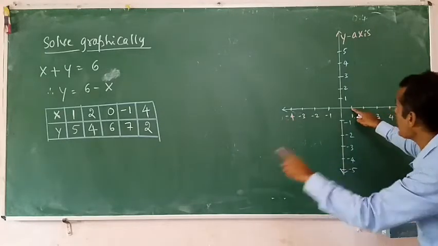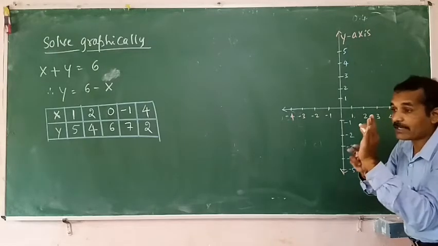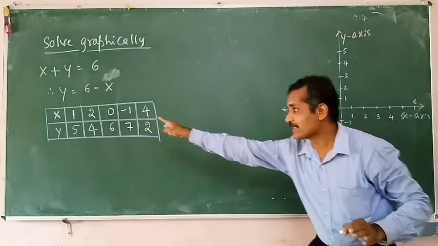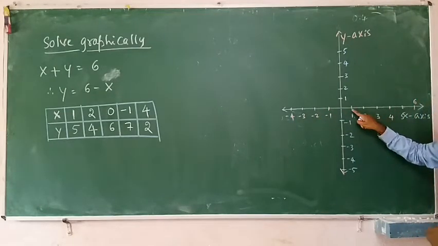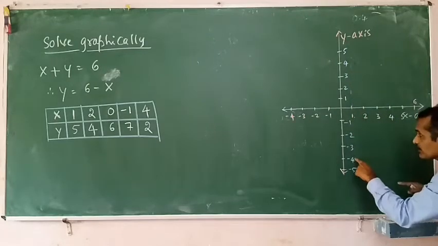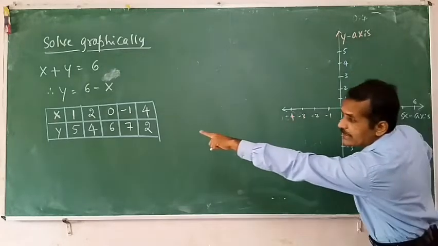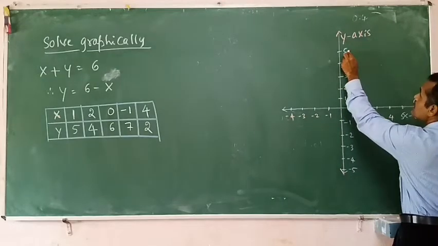And y-axis 5. From here I have to go up. Always see the way of marking. First you see the value of x. X is equal to 1. This is your x-axis. In the x-axis, 1 is here. From here either you should go up or you should come down as per the instruction. What is it? Y is equal to 5. It is here.